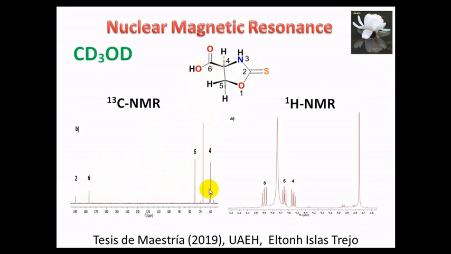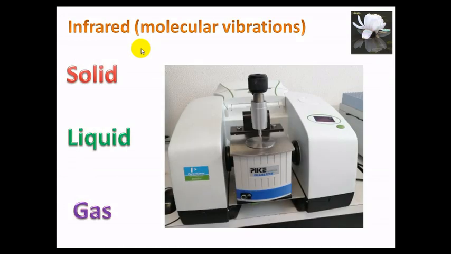On the other hand, in the proton spectrum, the signals have a multiplicity due to the proton-proton interactions. Here we have infrared equipment. It's very useful because we can obtain spectra of compounds in solid, liquid, and gas states.